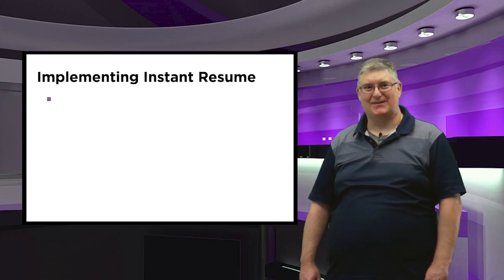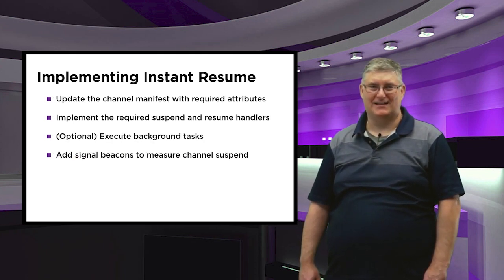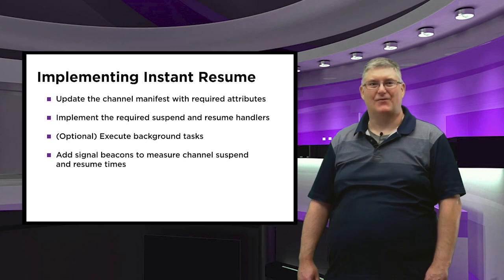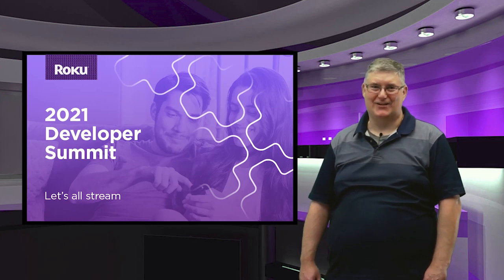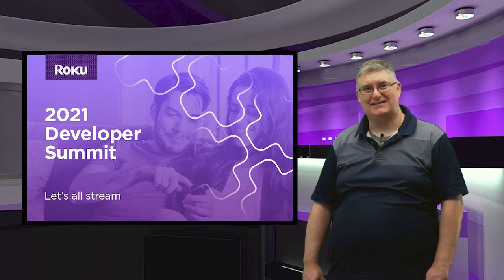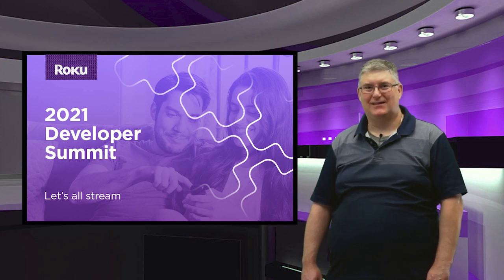To implement Instant Resume in a channel, developers just need to add two flags to the channel manifest and implement handlers for suspending and resuming a channel. If you're interested in integrating Instant Resume in your channel, the great news is that you're all invited to the workshop scheduled for tomorrow. During the workshop, we'll walk through all the integration steps. I look forward to seeing you all there.